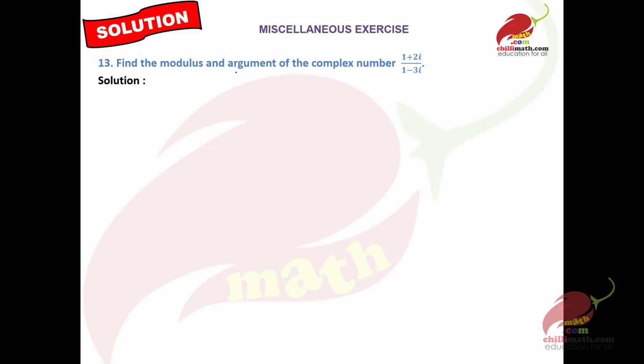13th question is find the modulus and argument of complex number 1 plus 2 iota over 1 minus 3 iota. This is not in standard form, so first of all let's change into standard form. 1 plus 2 iota over 1 minus 3 iota into 1 plus 3 iota over 1 plus 3 iota. Upon multiplication we get 1 plus 3 iota plus 2 iota plus 6 iota square over a minus b into a plus b is a square minus b square.